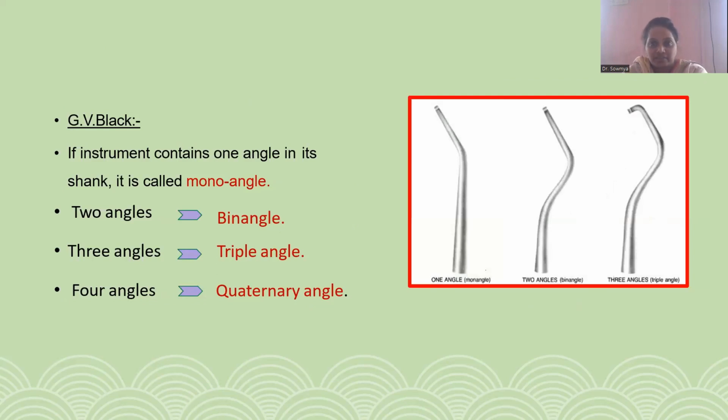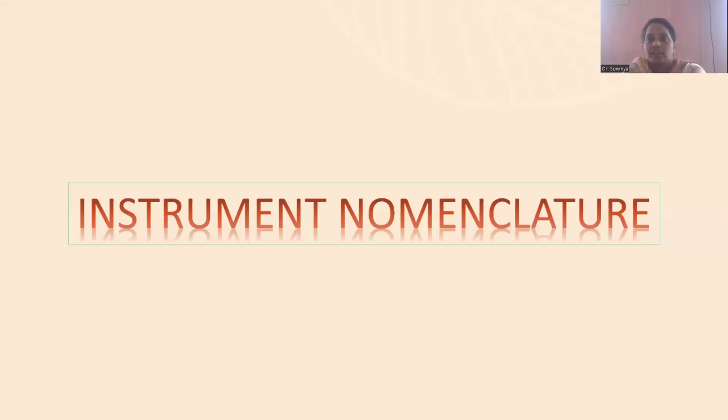Next, according to G.V. Black, if the instrument contains one angle in its shank, it is called mono angle. If there are two angles, then it is called bin angle. Three angles, triple angle. Four angles, quaternary angle. This nomenclature part we'll discuss in the next class. As of now, we have discussed completely the classification of exploring instruments, and also the parts of the hand instruments.